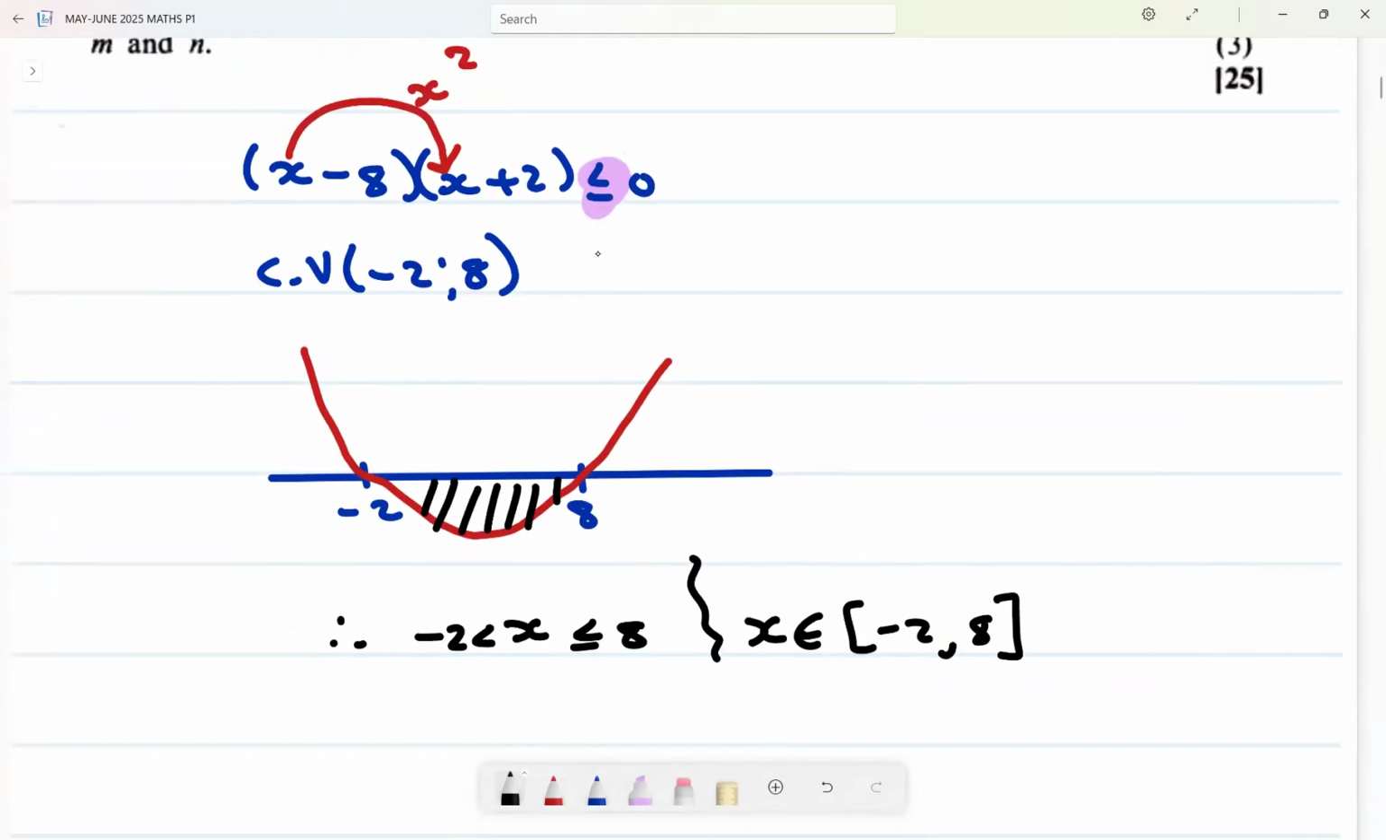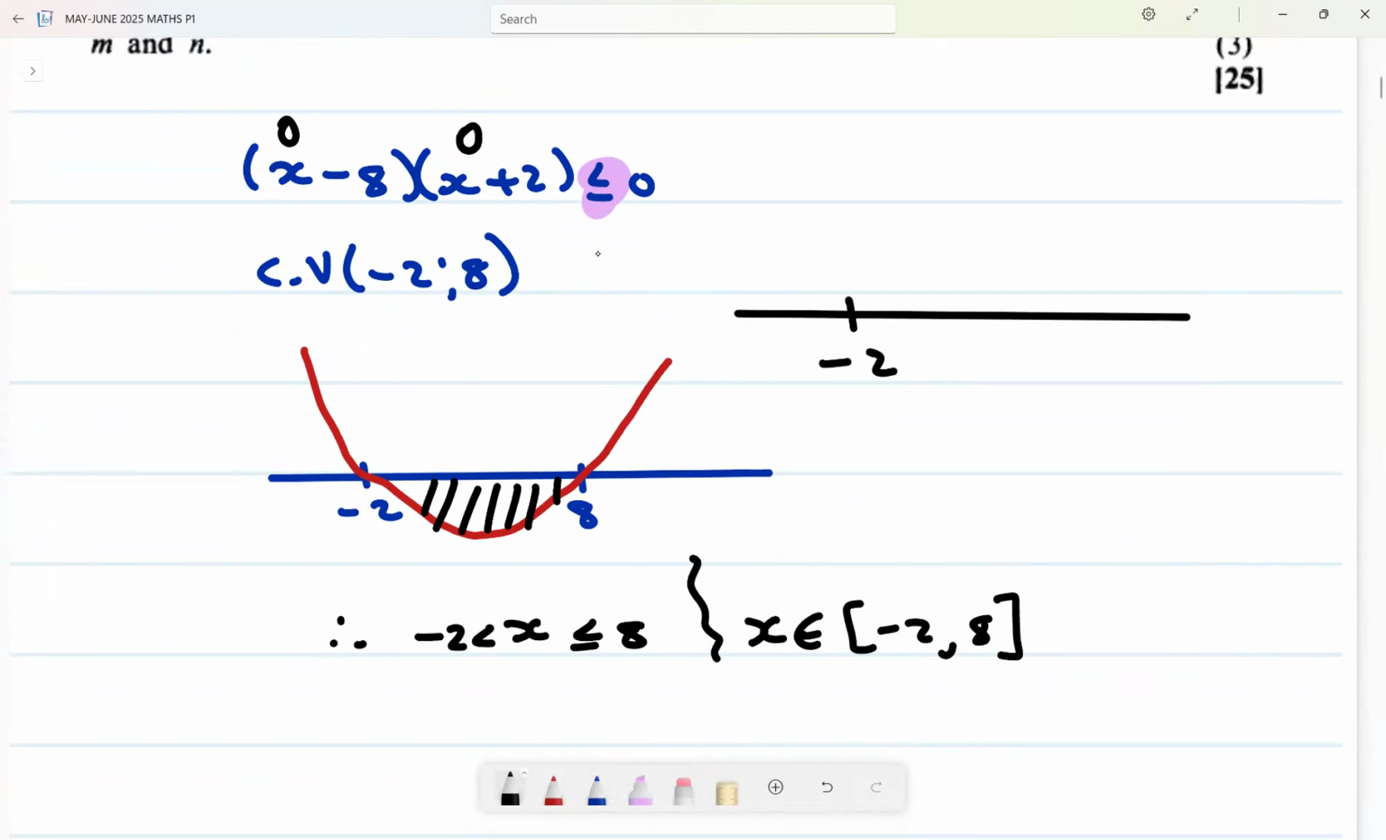Let's check. Let me put a value between -2 and 8 and see if it gives me a positive or a negative. Say when I put 0 here, let me put 0. When I put 0 and 0, it's going to be -8.